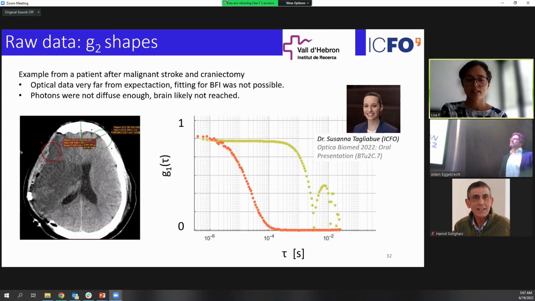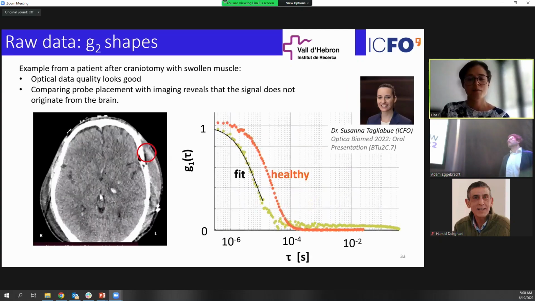And when looking at the CT image of this patient, it's likely that the photons were probably not diffuse enough and that brain was probably not reached. And this was probably due to just the pathology, the severe pathology of this patient. That's a pretty extreme case. Another measurement, again on a patient with a craniotomy and a swollen muscle. In this case, a pretty decent looking G1 or G2 curve was obtained and the data could be fit.